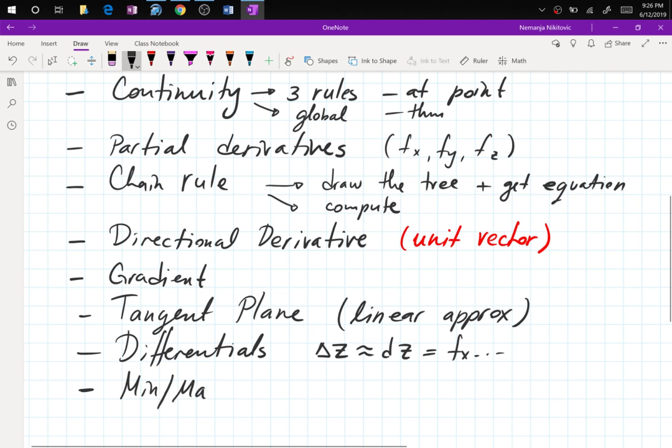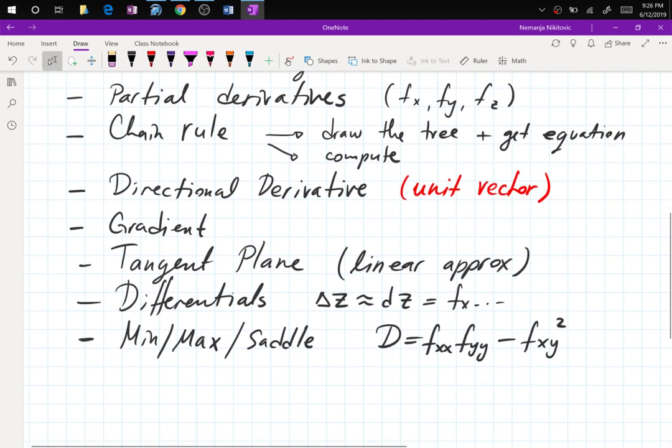Min max. So min max, how about min max saddle? The formula needs to be known. Now clearly there has to be something that is fast and quick to compute, otherwise, because we are not trying to sleep here. And then finally Lagrange.